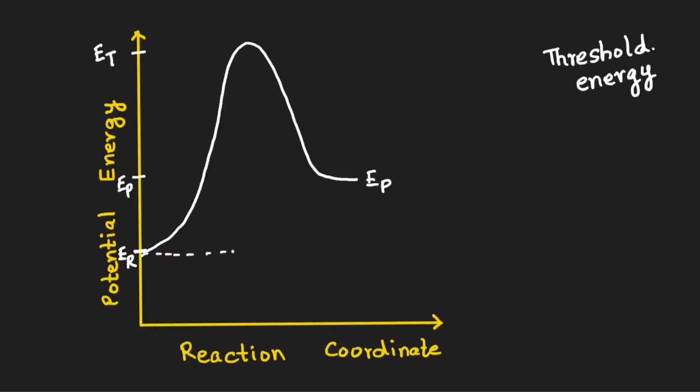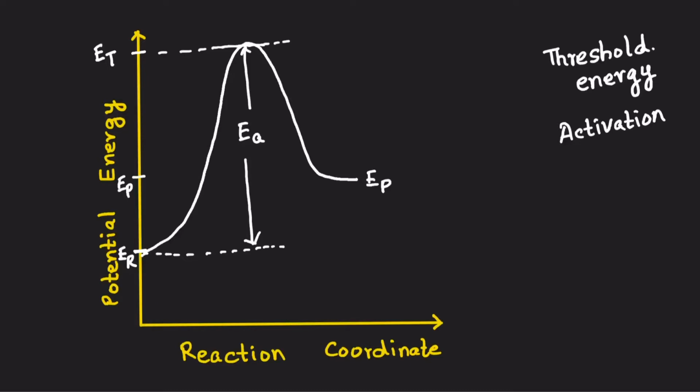This is the energy that the reactant already has. This is the energy that it needs. The difference of the two is what is called as the activation energy, denoted by EA. What is this activation energy? The energy that the reactant molecule must acquire over and above the energy that it has in order to reach the threshold energy, or what is also called as the activated complex state.